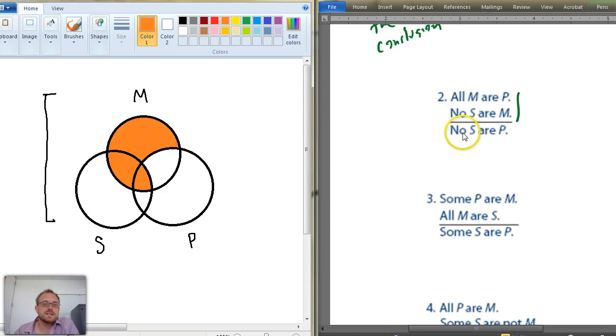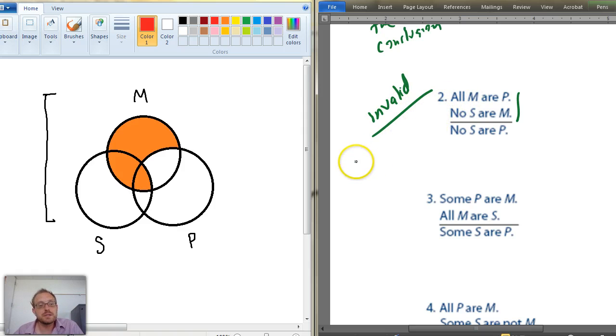So then we ask ourselves, can I read this conclusion? No S are P. Well, here's my S's and here's my P's. In order for the conclusion to say no S are P, I would actually need a fill right here. But you notice I don't actually have a fill here, which means that these premises do not necessarily mean that this conclusion will be true. So that means that this argument turns out to be invalid. This is an invalid argument.